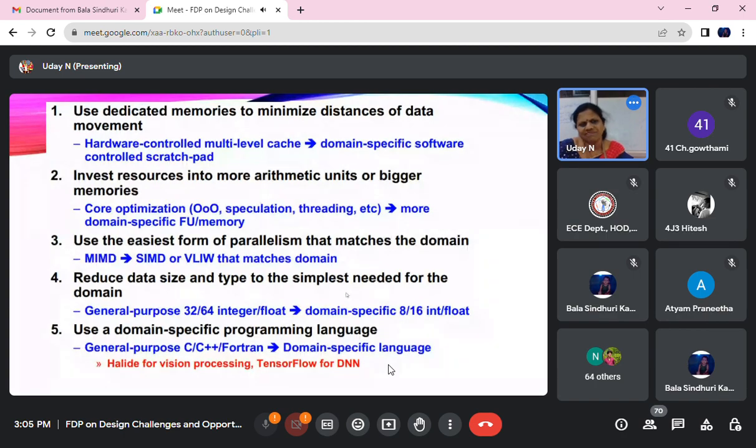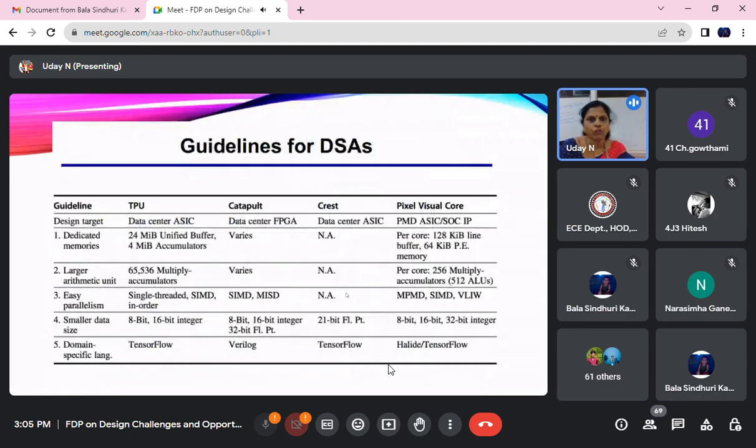And as far as possible, we'll try to reduce the data size by considering quantization, instead of considering 32 or 64-bit integer or floating point values. Go to domain-specific 8 or 16-bit integer or floating point values, and do not use just any programming language. Go for a domain-specific language like Python or Verilog. So those are the important guidelines that we have to follow.